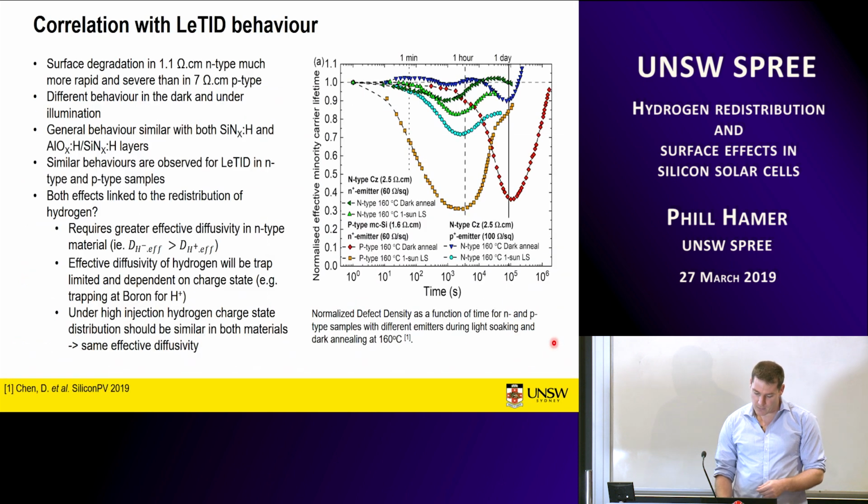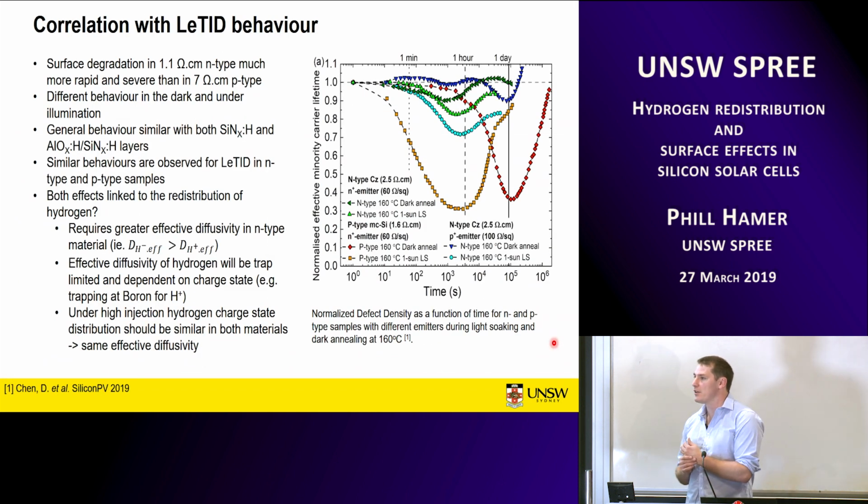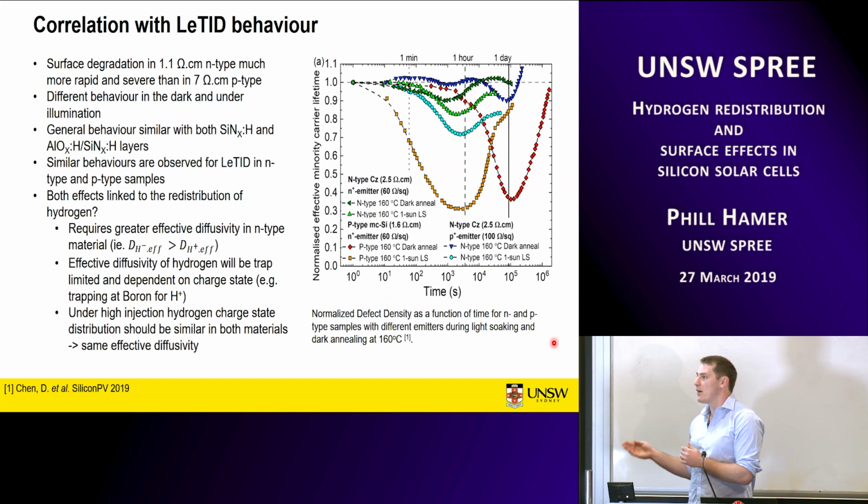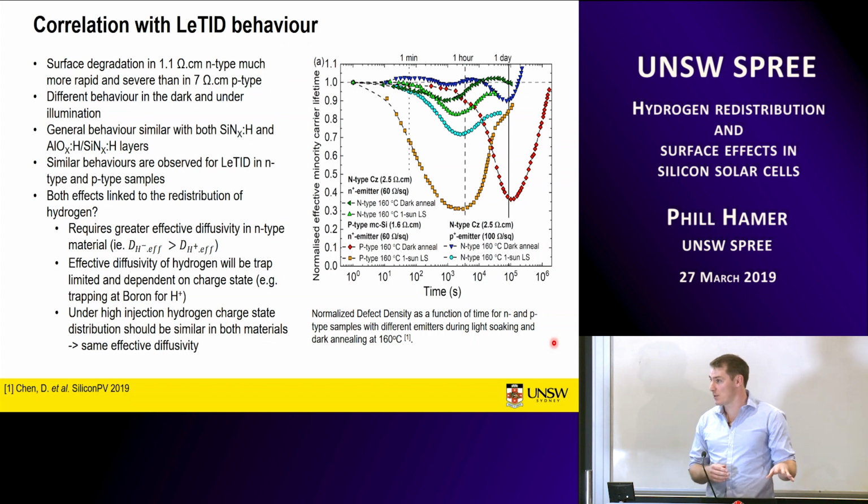And as I said, usefully, this has also been observed with regards to LeTID. So this is Daniel Chen's work, and basically in the dark, the N-type samples showed the LeTID degradation much more rapidly than P-type samples in terms of bulk degradation, and they recovered much more rapidly. However, under one sun illumination, N-type and P-type samples degrade and recover at almost the same rate, whereas P-type samples in the dark degrade much slower again. So this is exactly the same behaviour we saw with the surface in the previous slide, and makes sense in terms of the hydrogen model.